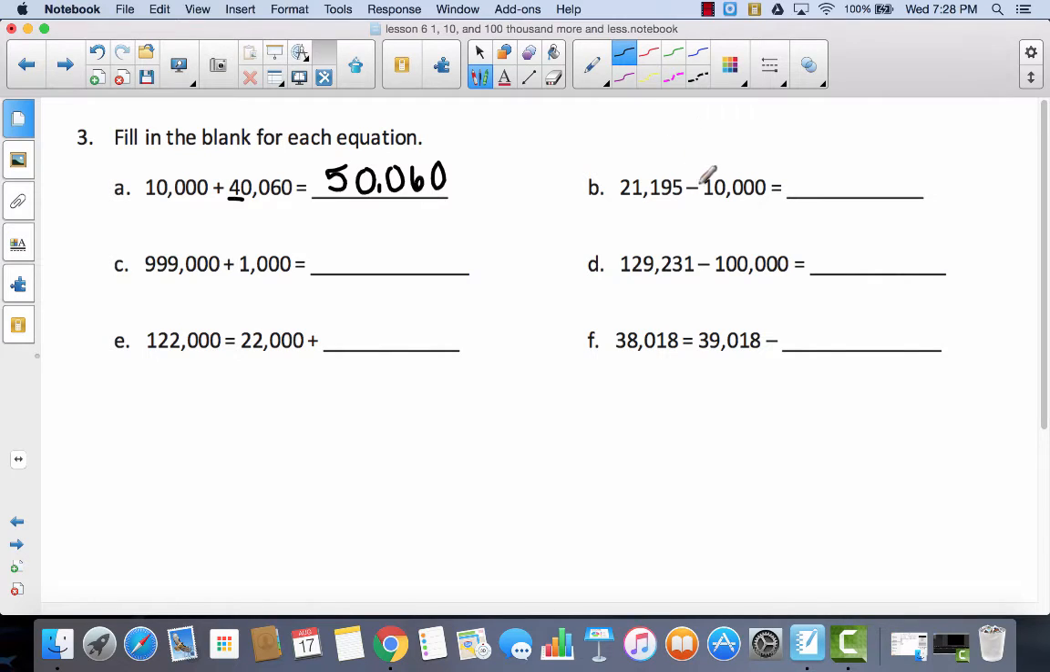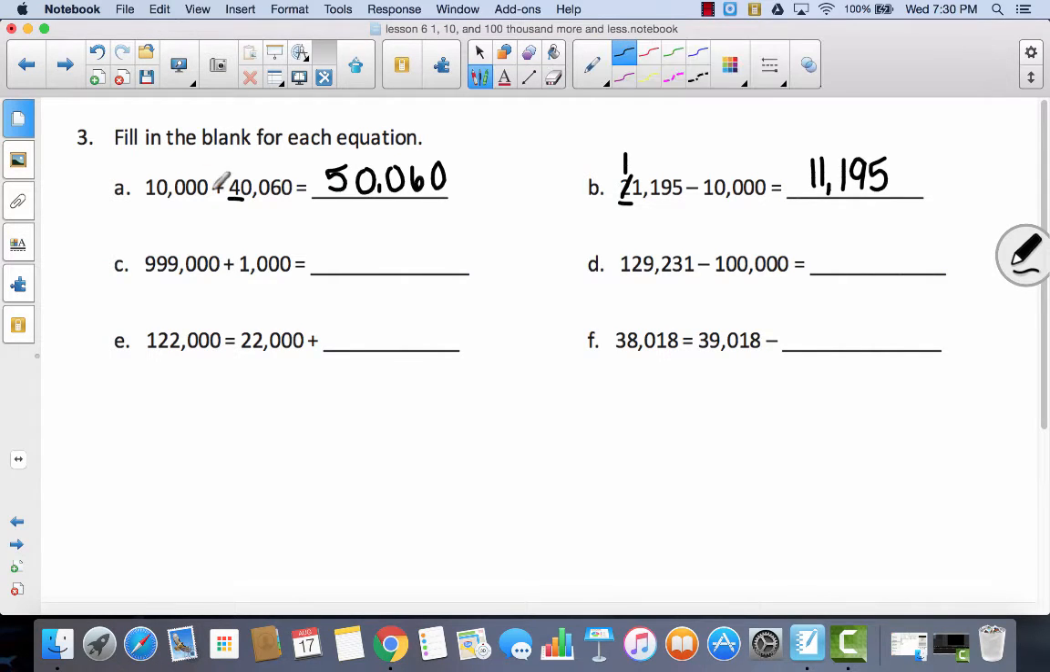All right, so let's take a look at B. So this time we're not adding, we are taking away a 10,000. So I'm going to find the 10,000s place. Which digit is in the 10,000s place? Well, hopefully you said the 2. So I'm going to take away 1 from the 10,000s place. So now instead of having 2 10,000s, I'm only going to have 1. So my new number will be 11,195.